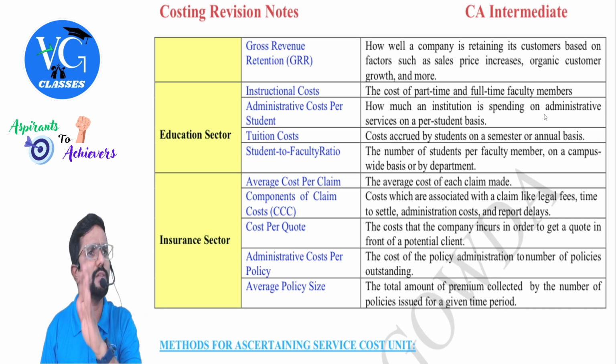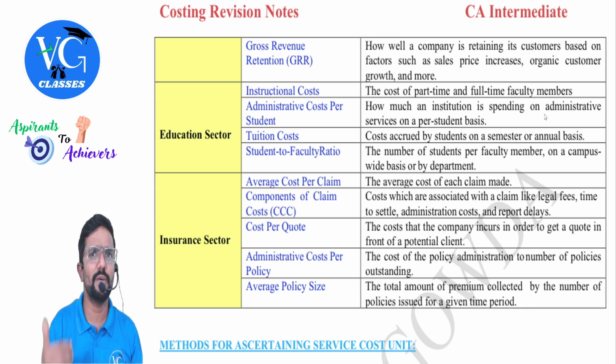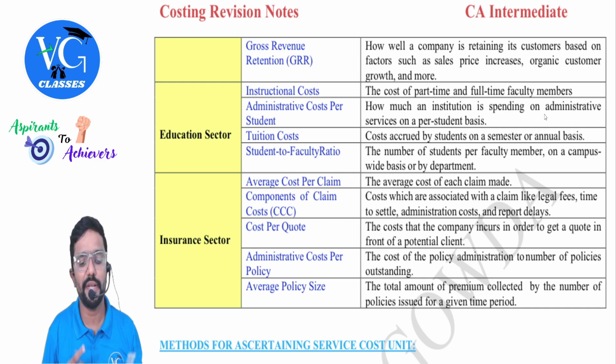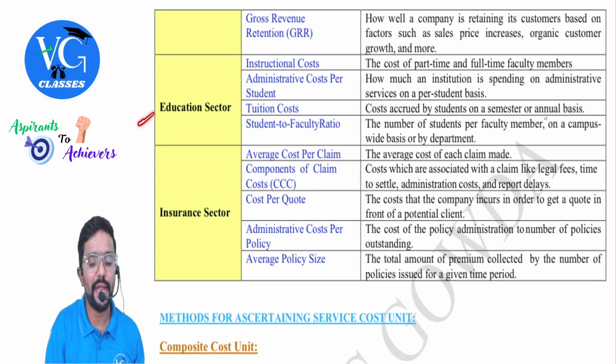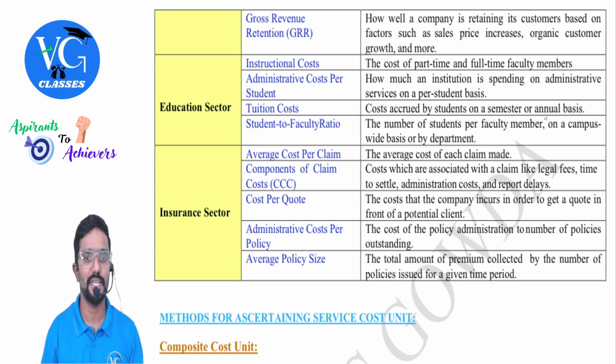That is stuff you guys also will be doing. If you have recharged for 1 month, 3 months and all, again and again you will be doing it. Clear? So that repetition is called the gross revenue retention. Then educational sector, our sector, instruction cost, that is the cost of part-time and full-time faculty members.